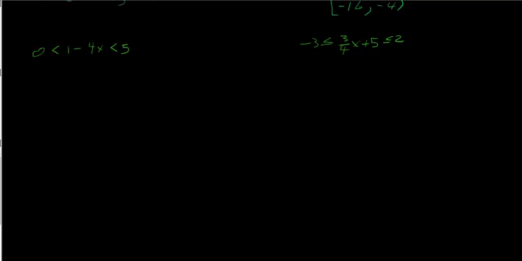Now, the first thing we want to do is get rid of this 1, because we want our x term by itself, just like when we were doing linear equations. So we're going to subtract 1 from each of the 3 parts, and we have negative 1 is less than negative 4x is less than 4.